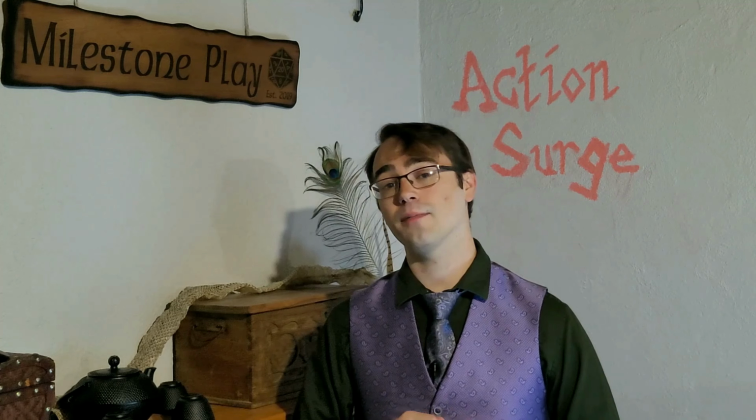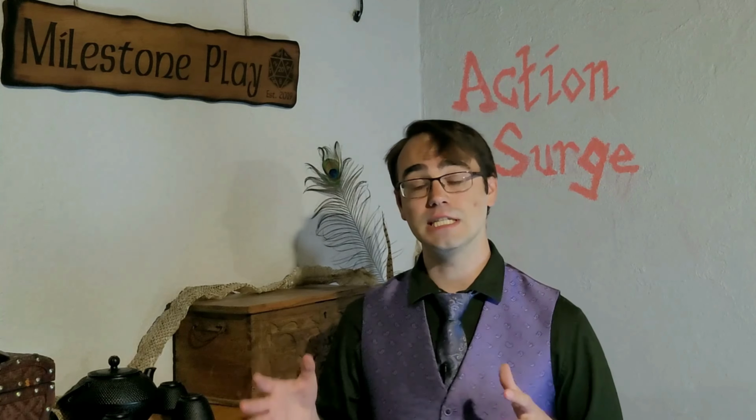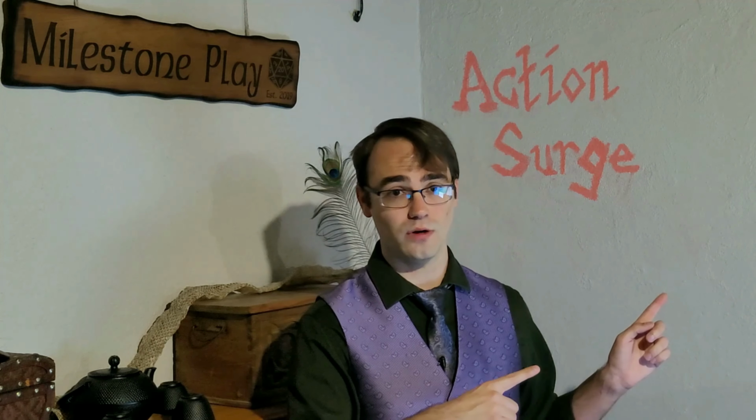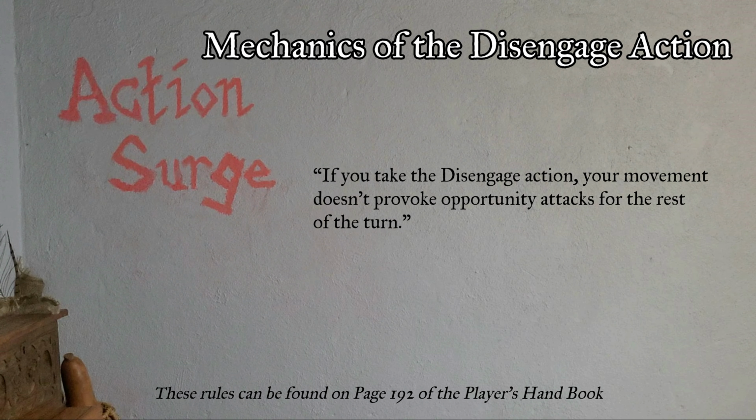We need to know about that because of the Disengage action. The Disengage action is used to prevent an attack of opportunity from happening on your character. If you are to simply leave someone's reach in combat, they are going to attack you. With this, the Disengage action prevents those opportunity attacks. Let's go ahead and look at the exact mechanics of how this works. If you take the Disengage action, your movement doesn't provoke opportunity attacks for the rest of the turn.